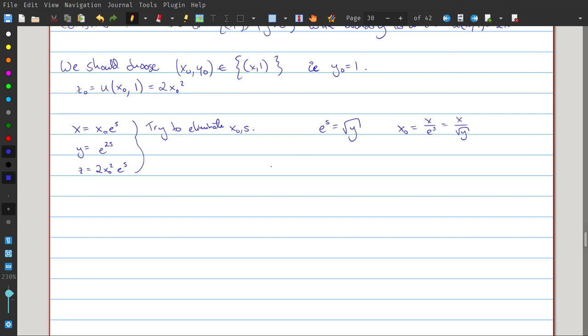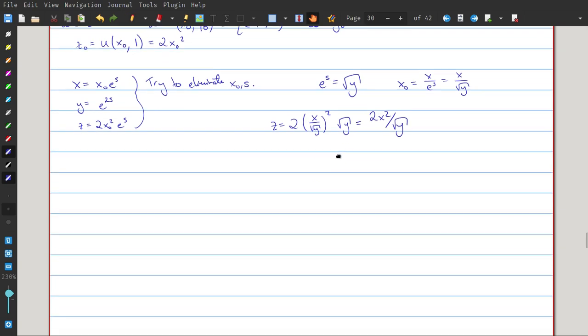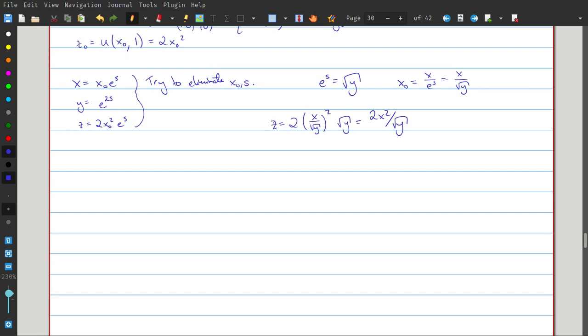So now we know what e to the s is, which is what we need, and we know what x0 is, so we can say that z is equal to 2 x0 squared, so x on y squared, multiplied by e to the s, which is the square root of y. So when you expand this out, you get 2x squared over the square root of y. And now what we have is z, but instead of it being a function of s, as it is over here, it's a function of x and y alone.